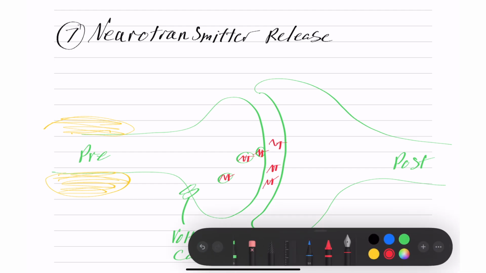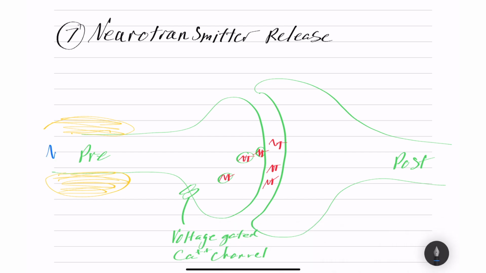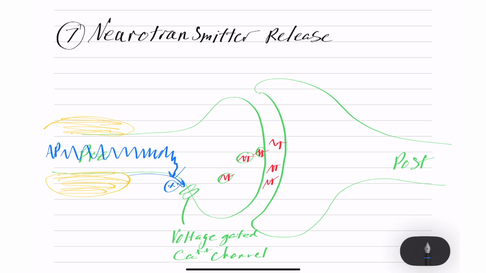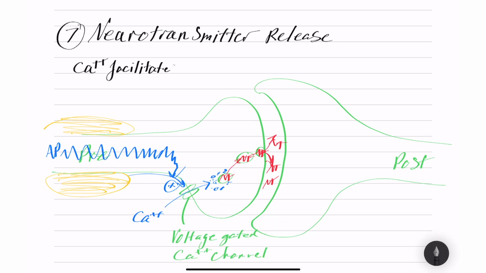In blue, the action potential comes along the neuron. It then leads to depolarization of the presynaptic cell. Threshold is met and voltage-gated calcium channels open. Calcium can then flow into the cell, binds to the vesicles and other proteins within the cell and activates secondary messengers as well. And this leads to exocytosis of the neurotransmitter into the cleft. So calcium facilitates exocytosis of neurotransmitters.